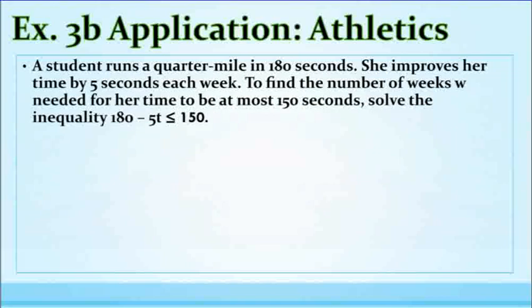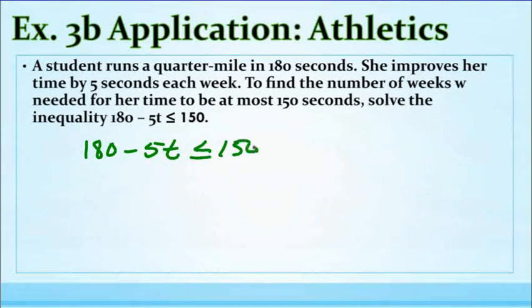And our last question. A student runs a quarter mile in 180 seconds. She improves her time by 5 seconds each week. Define the number of weeks, t, needed for her time to be at most 150 seconds. Solve the inequality. 180 minus 5t is less than or equal to 150. So I'm going to start off writing the inequality. And now I need to get the negative 5t by itself. So I'm going to subtract 180 on both sides.